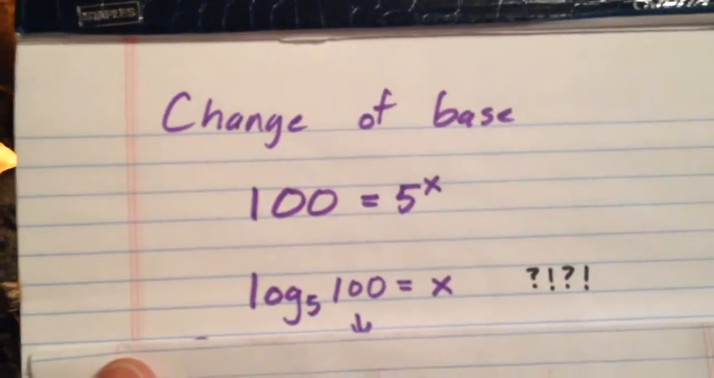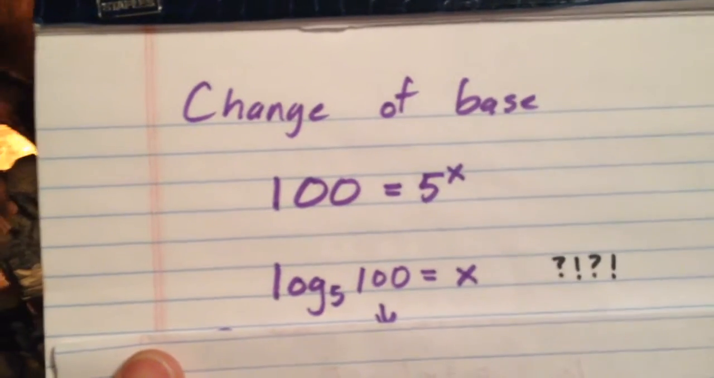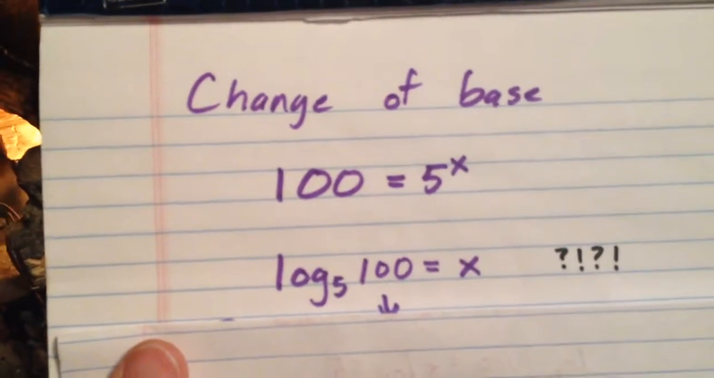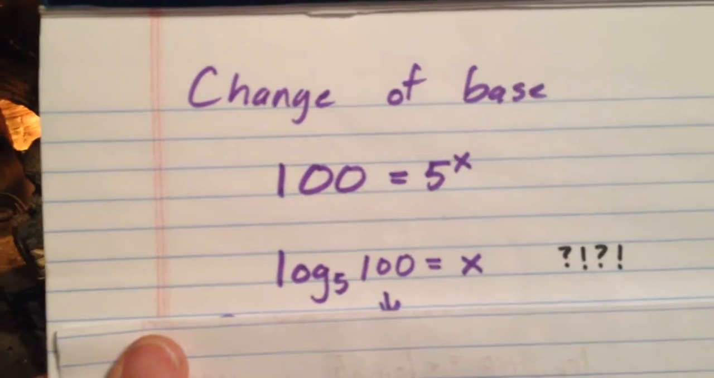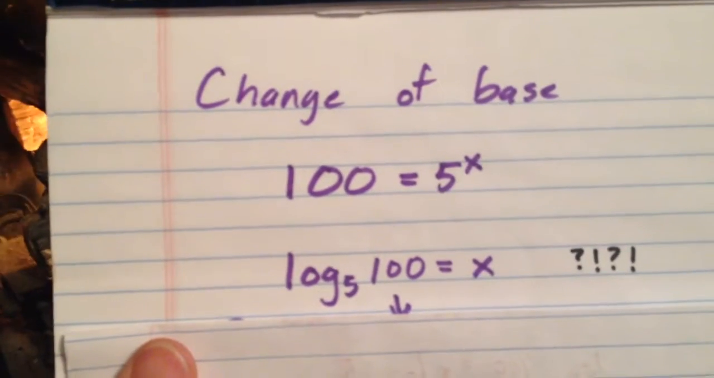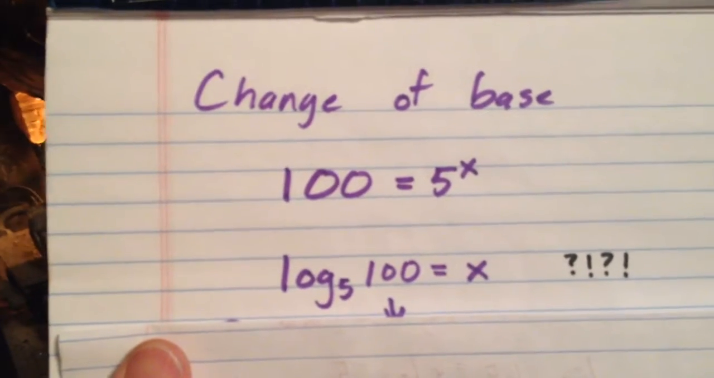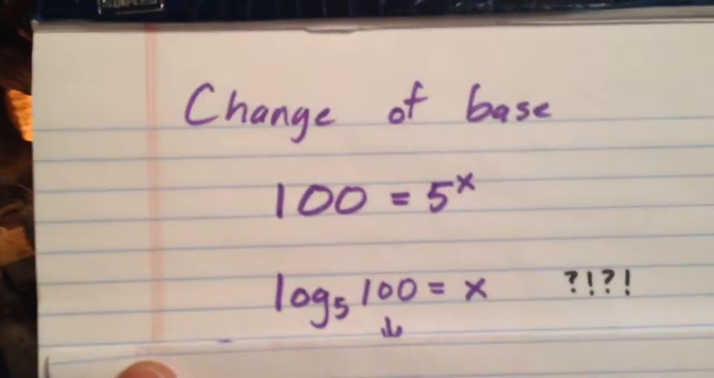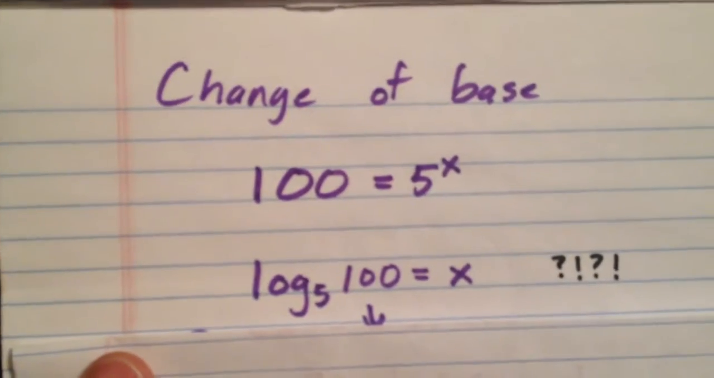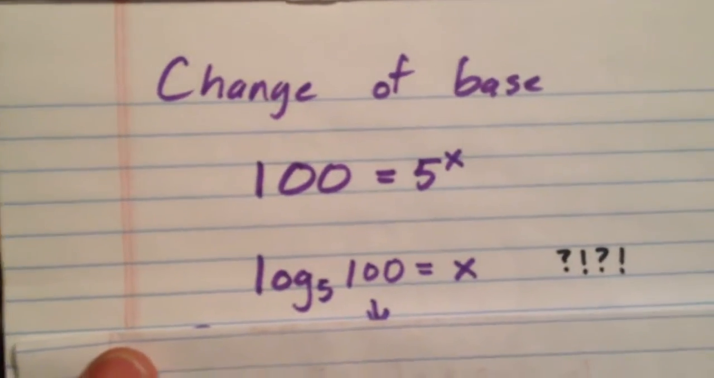I'm not going to explain exactly why this works. There's a great Khan Academy video that I've posted, as well as you could just look up proof for change of base logarithm, and I think the Khan Academy is the first one that comes up. But this is a problem I posed to my students when we first started studying this.